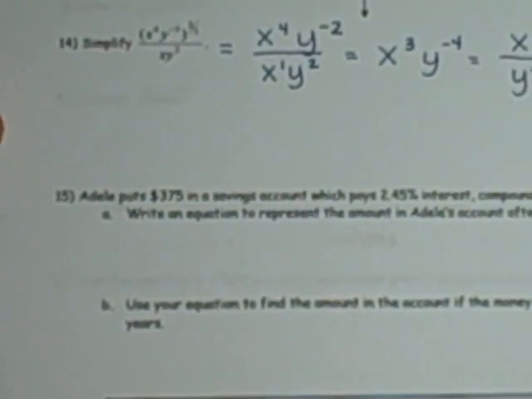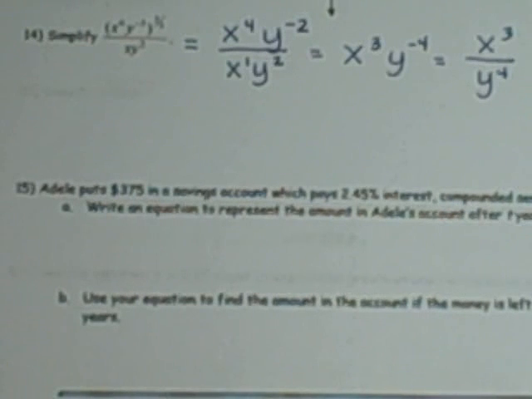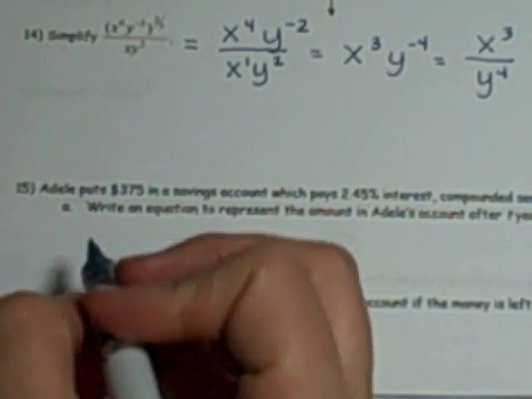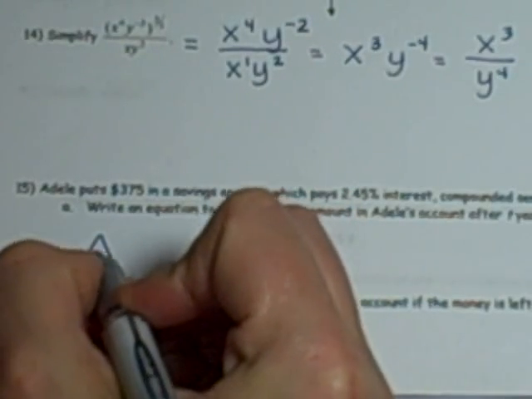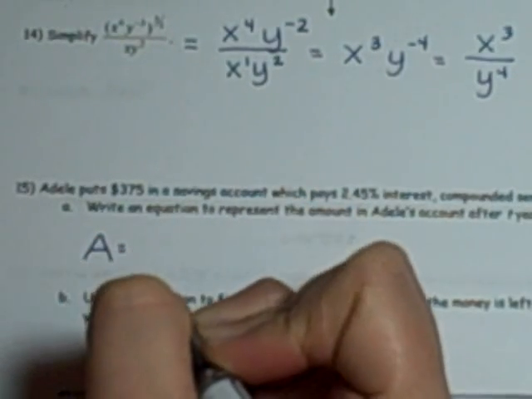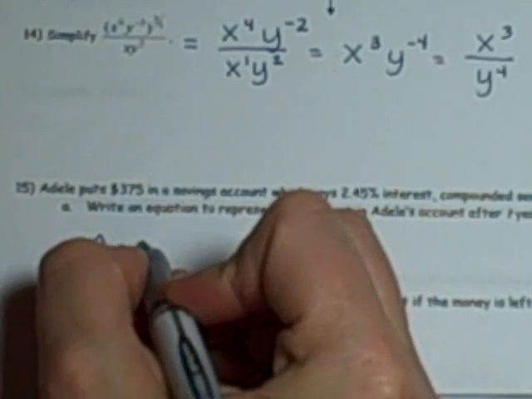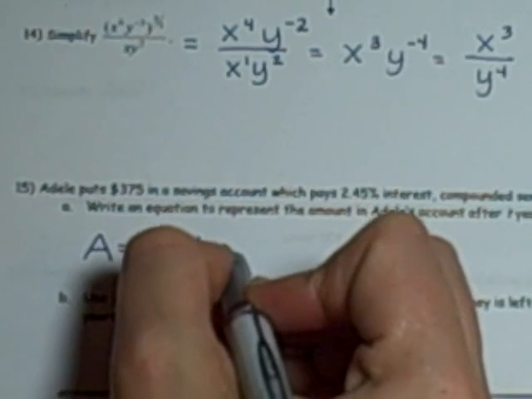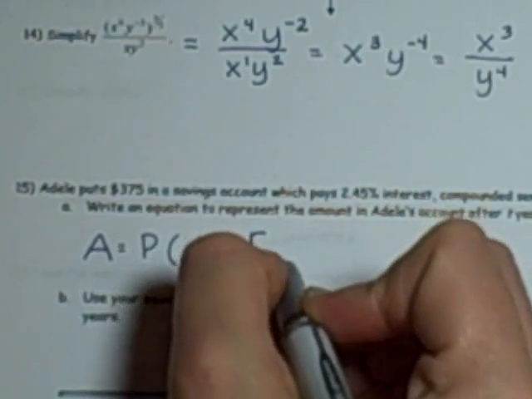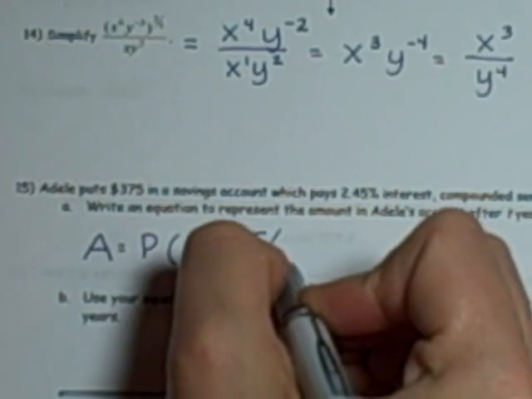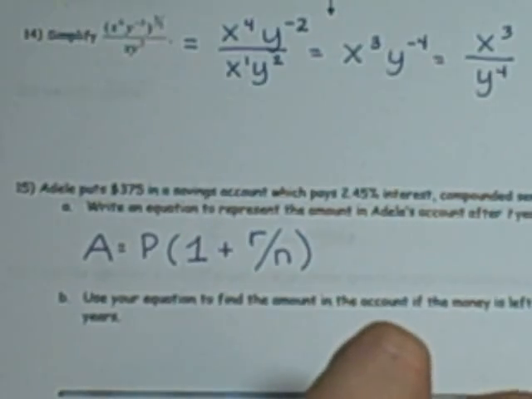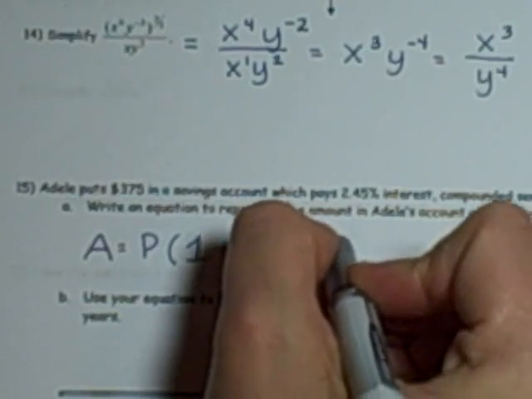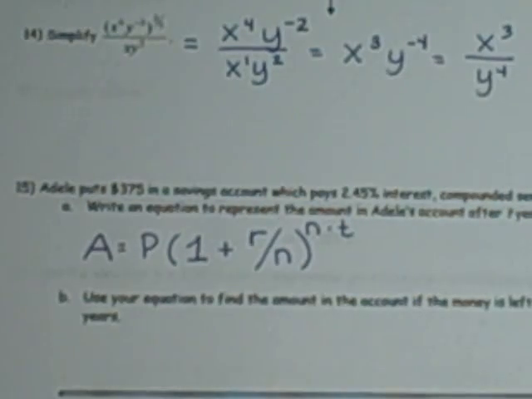Okay, question number 15 is a compound interest problem. I'm going to go ahead and write that formula here. This formula will be provided for you on the exam. So the formula looks like this. A, which stands for the total amount in the account, is equal to P, or principal, times 1 plus r for interest rate, over n, which represents the number of times per year you compound, to the power of n again, times t, which represents years.